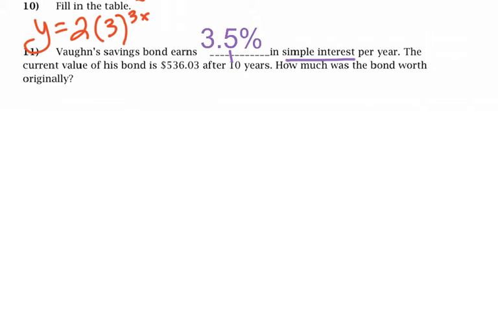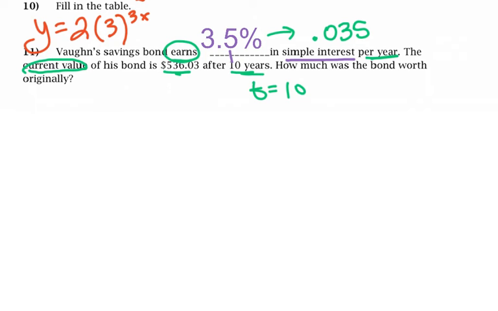Okay, so back to this question. The savings bond earns, so that's growing, 3.5%. So as far as what decimal that is, it's going to be 0.035. And it's per year, so a year is a time period. Now, the reason that this problem is a little bit different, it says the current value of the bond is this much, and 10 years have already passed. So I know that time is going to be 10 years, but the current value, that's how much it is now. The question I don't know is what was it originally.